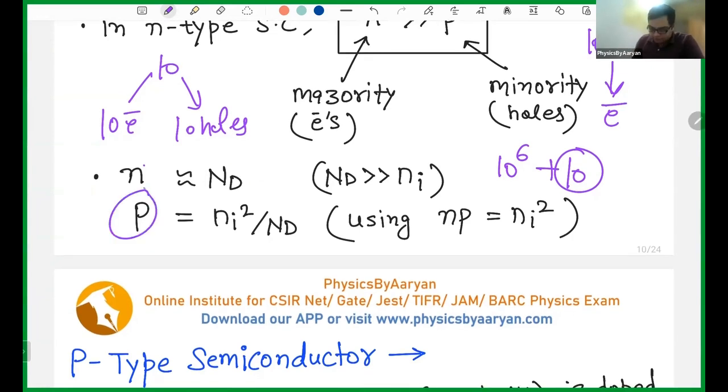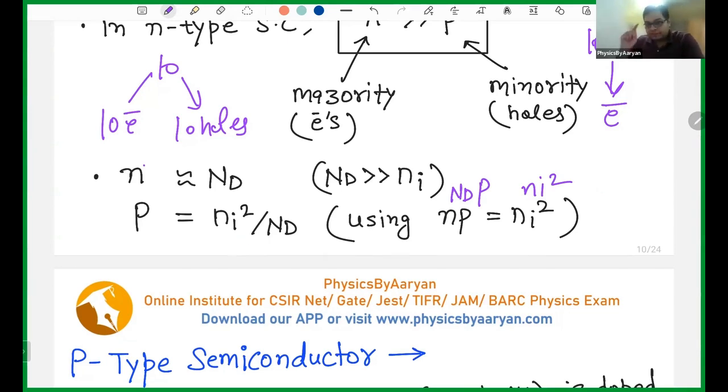Next step. What will be the number of holes? Now the law of mass action will come. Number of electrons times number of holes equals ni square. Number of electrons you already know is Nd. Number of holes is p, so n times p equals ni square, so p equals ni square by Nd. Whenever someone asks you the number of electrons in an N-type semiconductor, you will use Nd. And if someone asks you the number of holes, you will use ni square by Nd. Very important to focus.